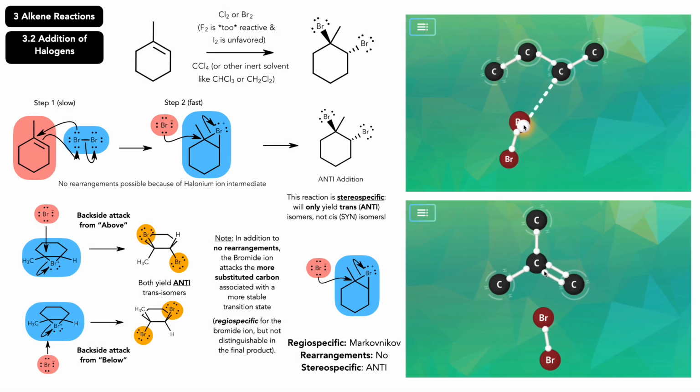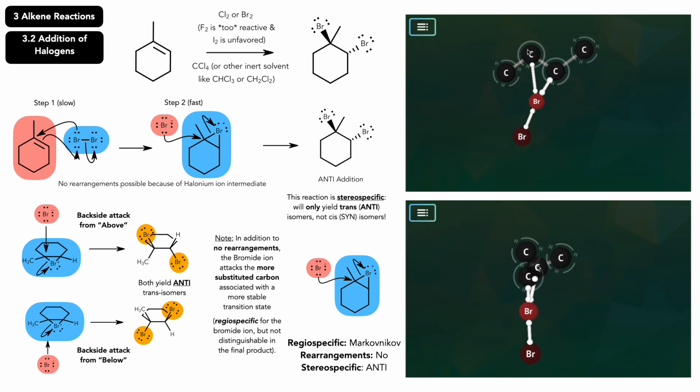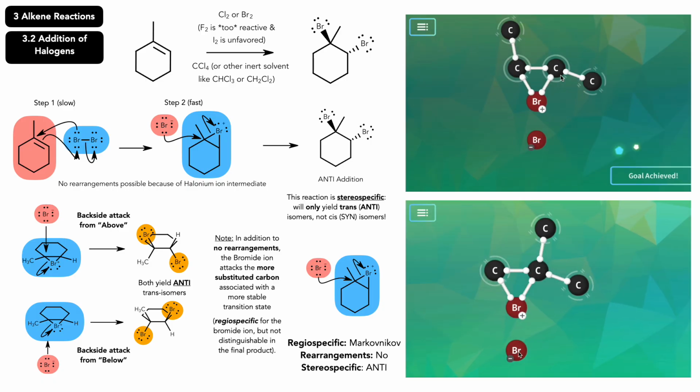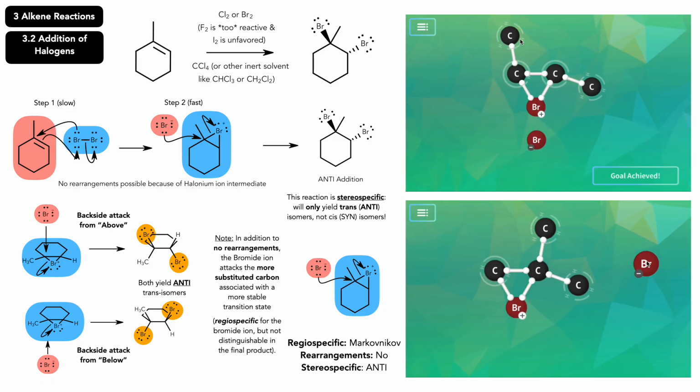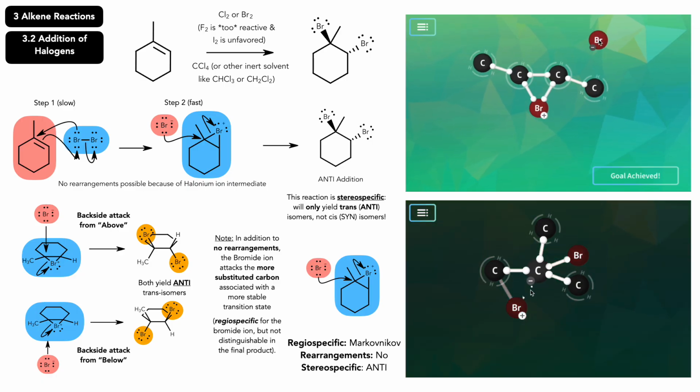Note how halogenation is distinctly different. Br2 or Cl2 can add across the double bond. But instead of a carbocation, what you form is a halonium ion intermediate. And this halonium ion intermediate prevents rearrangements.